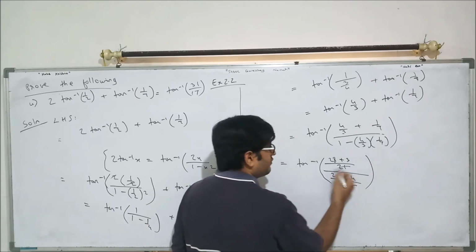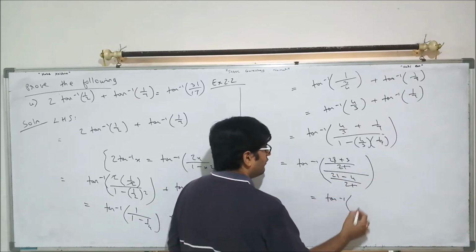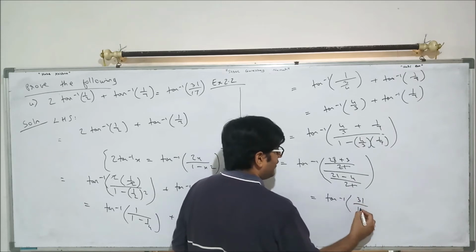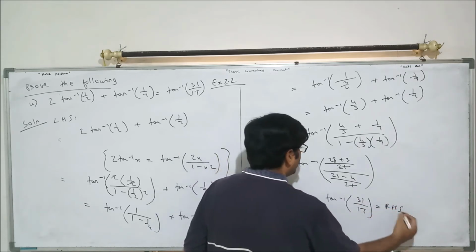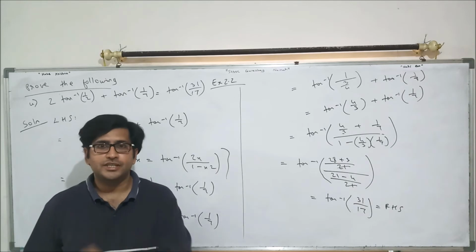So what do we observe? 21 gets cancelled, so you get tan inverse of 31 upon 17, which is your RHS. Okay students, let's move to the next one.